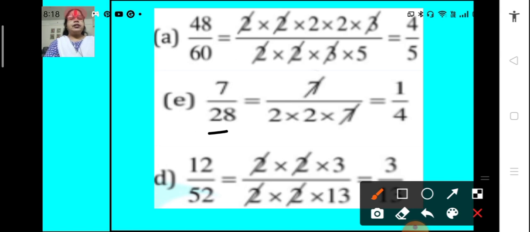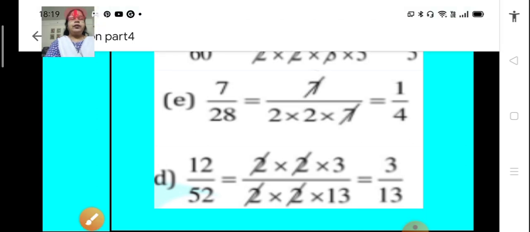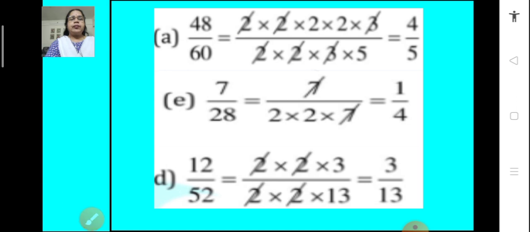And what are the factors? Prime factors of 28? They are 2 into 2 into 7. Now what do we do? We cancel 7 as a numerator and denominator. Both the 7s we cancel them. What is left? We have 2 into 2. So what is left is 1 upon 4. So 1 upon 4 is the simplest form of the fraction 7 upon 28.